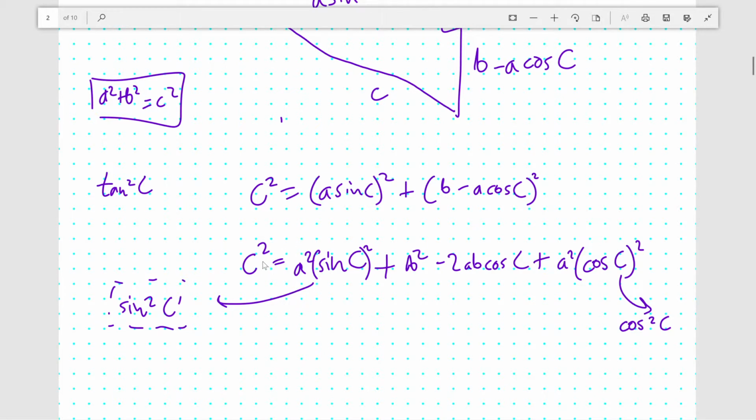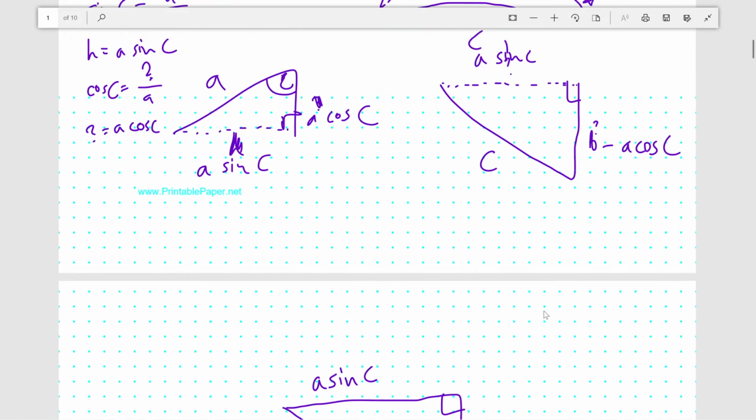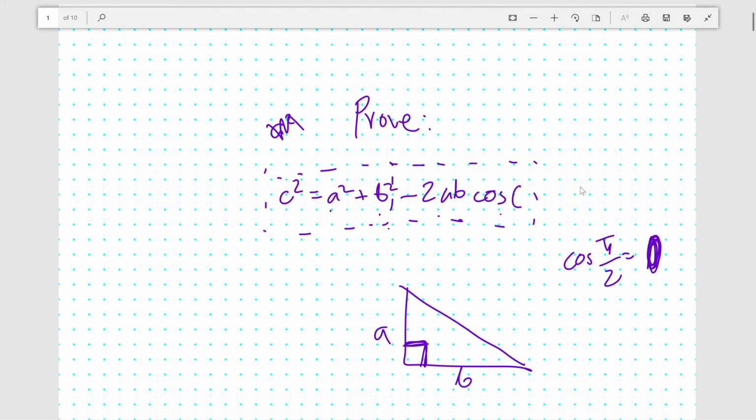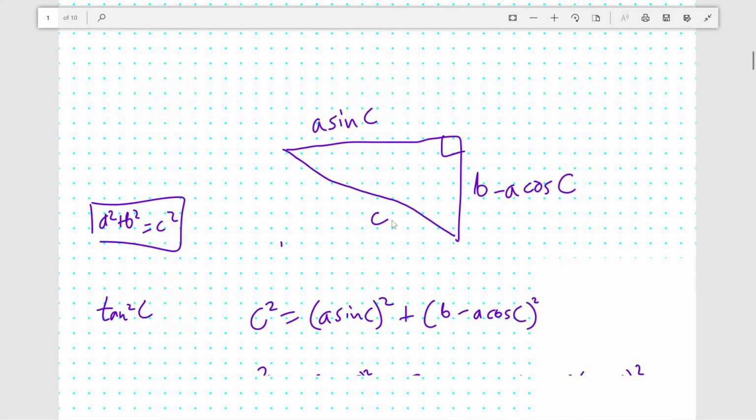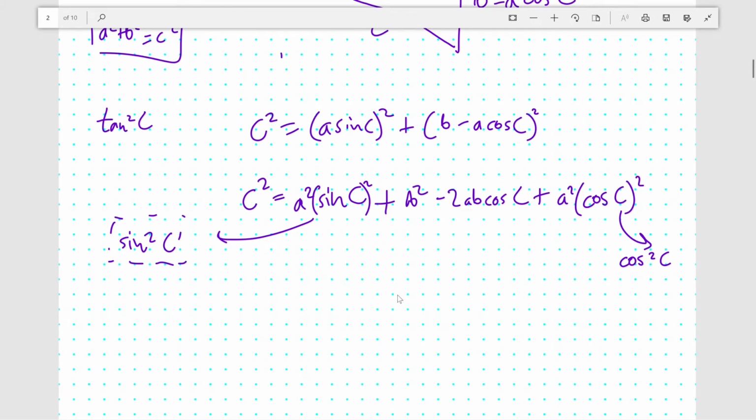Alright, so c squared is a squared sine c squared plus b squared minus 2ab cos c plus a squared cos c squared. Now, this looks nothing at all like our original rule. And why is this the case? Well, for one, it does not include an a squared, but it includes an extra a squared sine c squared and a squared cos c squared.